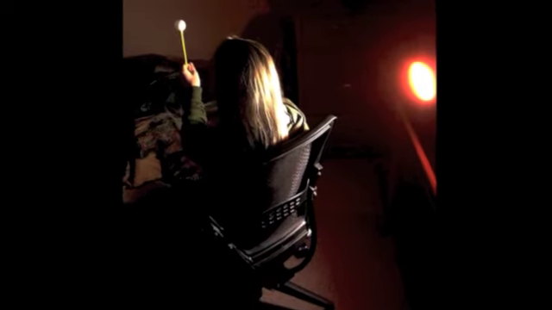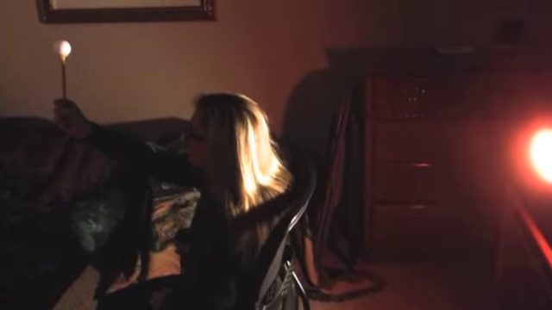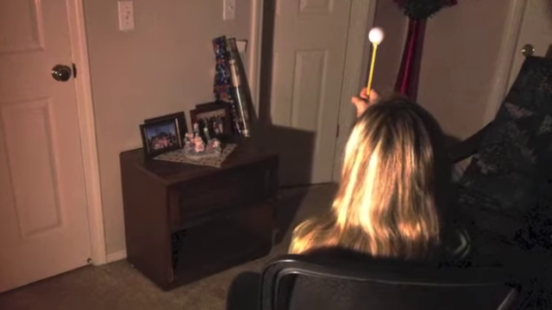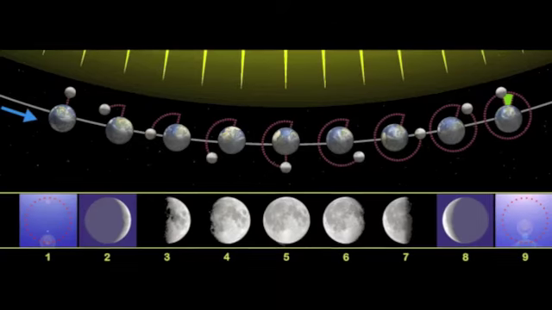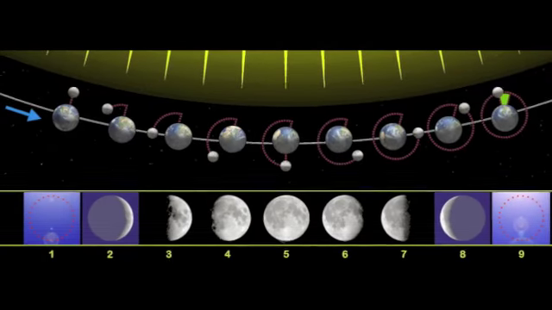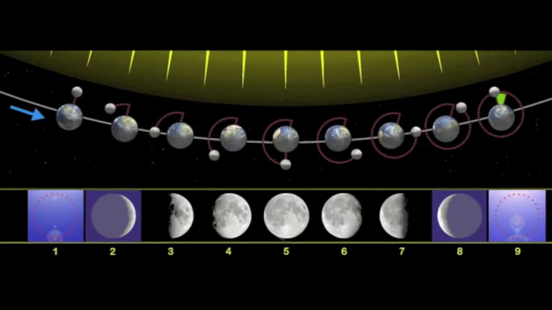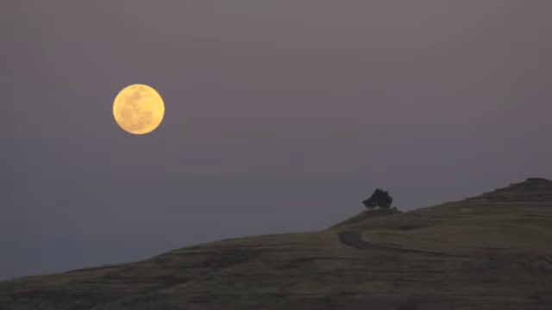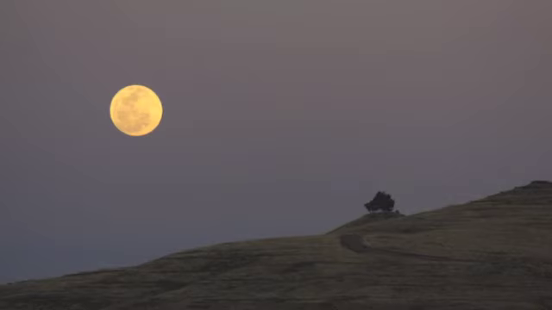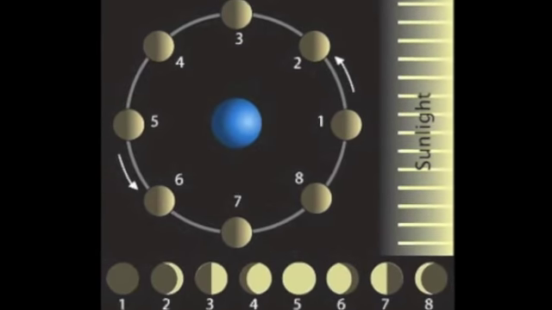Continue to turn in 45-degree increments, noting what phase your ping pong ball moon is in, until you return to the new moon phase. You have just completed a lunar cycle. From now on, when you look into the night sky, you will be able to picture where the sun is in relation to the moon and to Earth.